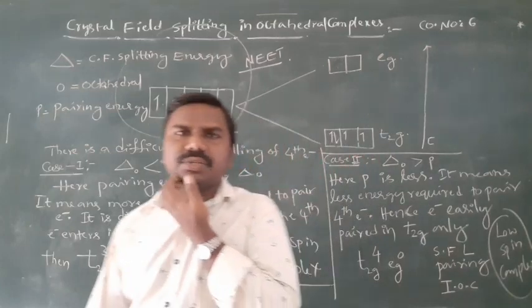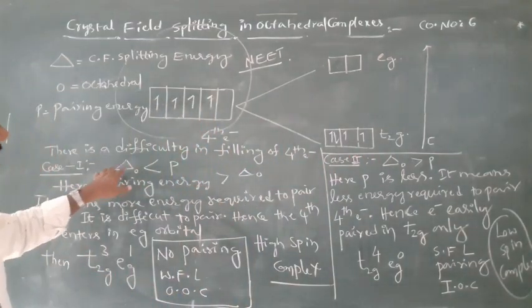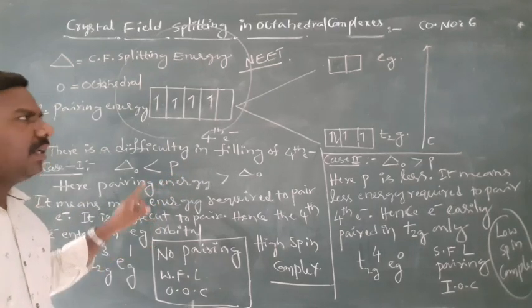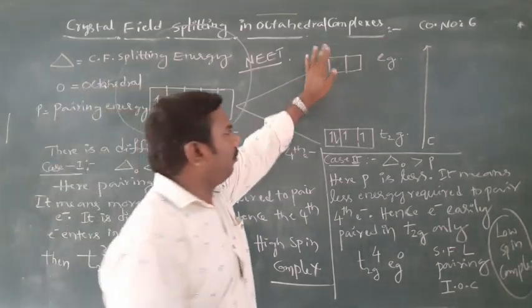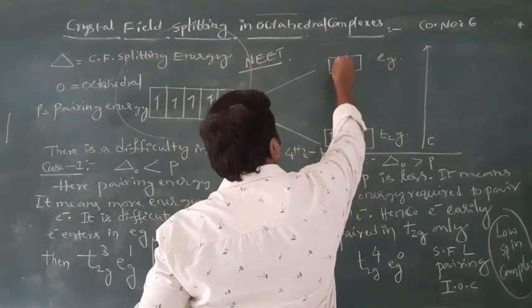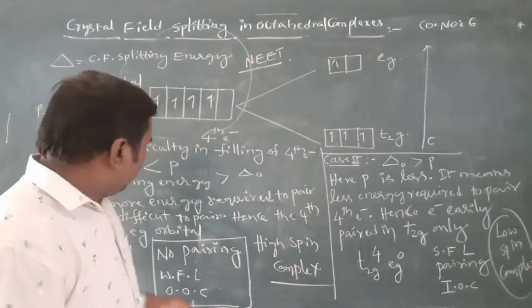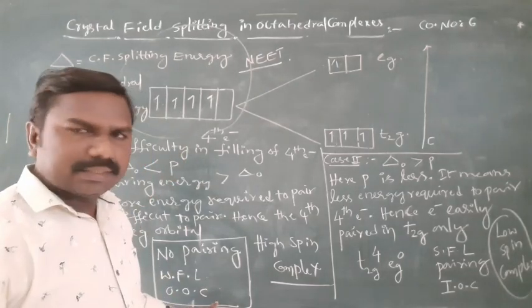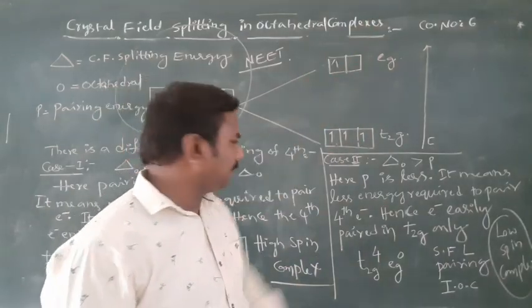So, two conditions to fill electrons. First one, delta naught less than P, pairing energy more, that's why difficult to pair. The electron will enter into the eg, t2g3 eg1. Configuration t2g3 eg1. Then no pairing, weak field ligand, outer orbital complex. High spin complex, because all are having plus half spin.